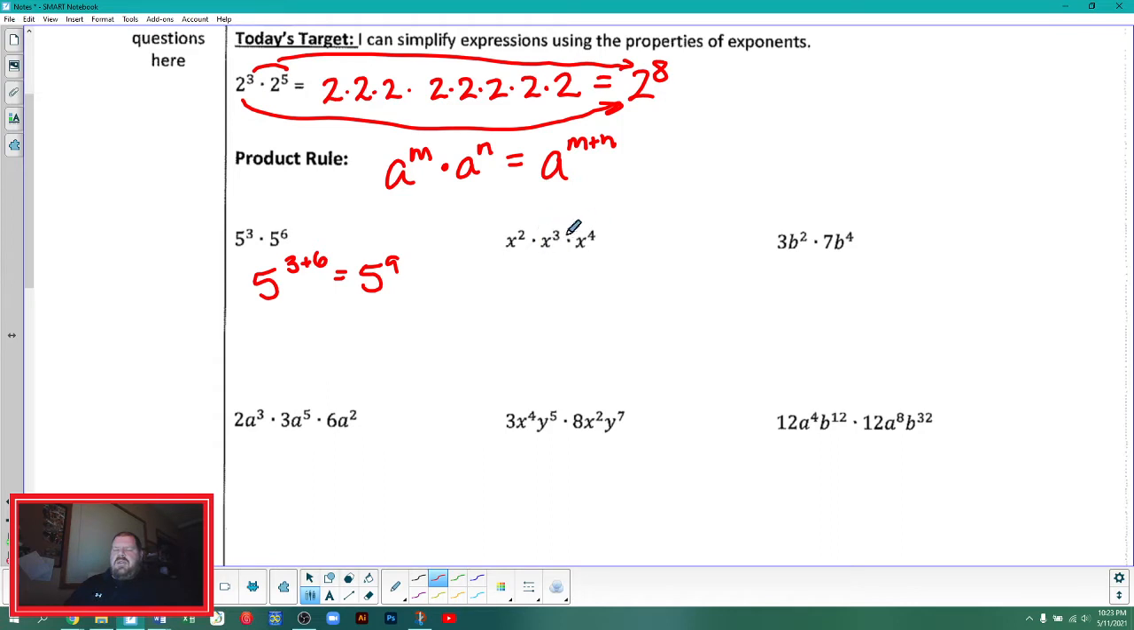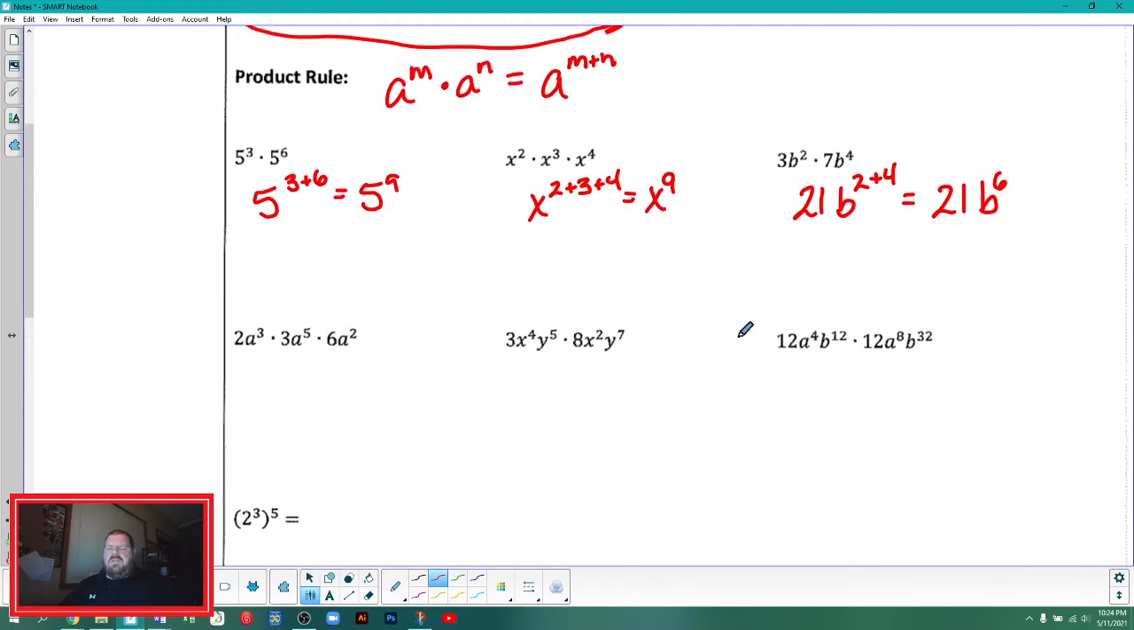X to the 2nd times x to the 3rd times x to the 4th turns into x to the 2 plus 3 plus 4, which would be x to the 9th. This next one, I have a 3 and a 7. Those are just going to be separate. I'm just going to call those 21, because 3 times 7 is 21. And then I have b to the 2nd plus the 4th. So 21b to the 6th.